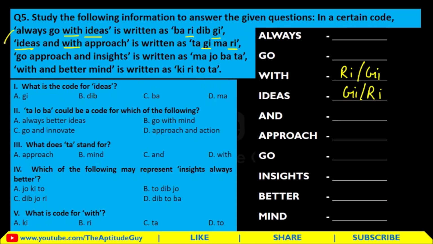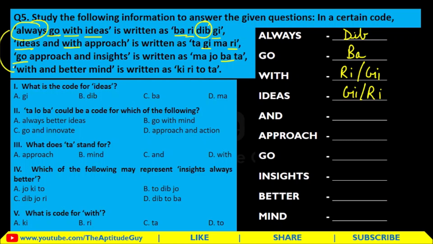Now let's do 1 and 3. Always go with ideas, go, approach, and insights. Alright. So we have go common and nothing else. So over here we have ba and dib. We have ba over here. So go is definitely ba. Now we have always over here remaining, and we have dib remaining. So always is definitely dib.